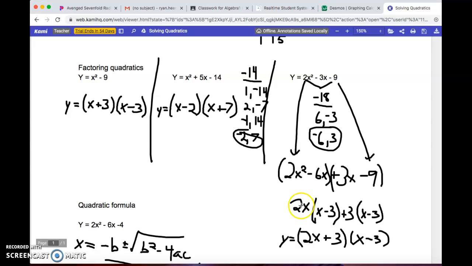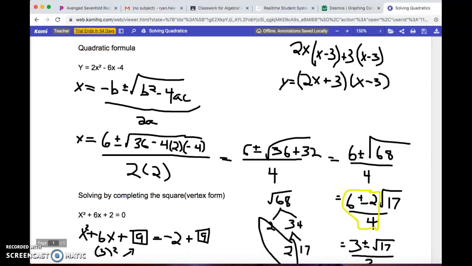So once you get to there, you take your 2x plus 3, put that in the first parenthesis, right? Whatever's in front, they go together. And then the other two, which are exactly the same, combine to be that last one. And that's the factoring. All right, so those are 3 different ways to factor quadratics.